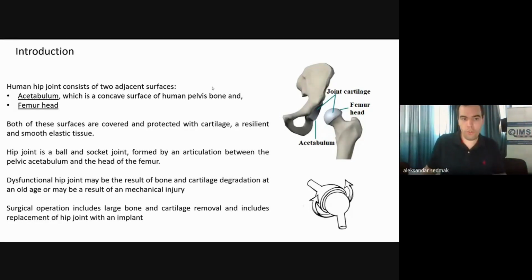So the human hip joint consists of two surfaces, an acetabulum, which is a concave surface of the human pelvis, and the femur head. So the hip joint is a ball and socket type of joint, as you see in the picture below. Both surfaces of the joint are covered and protected with cartilage, a very resilient and smooth elastic tissue. So the problem with the dysfunctional hip is when the cartilage starts.